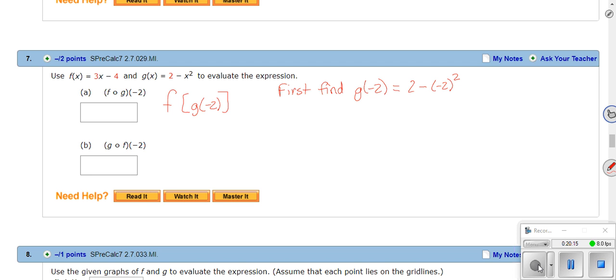Again, be careful with parentheses. We're at the stage of the ball game here in math and trig where we should know to use parentheses anytime we substitute in a value for a variable. So this is going to be 2 minus 4, or negative 2. So this whole expression, g of negative 2, equals negative 2. Now find f of negative 2. It just so happens that they're all negative 2's, but I'm trying to use different colors so you understand where they're coming from. Does that make sense? Everybody okay with that? All right.